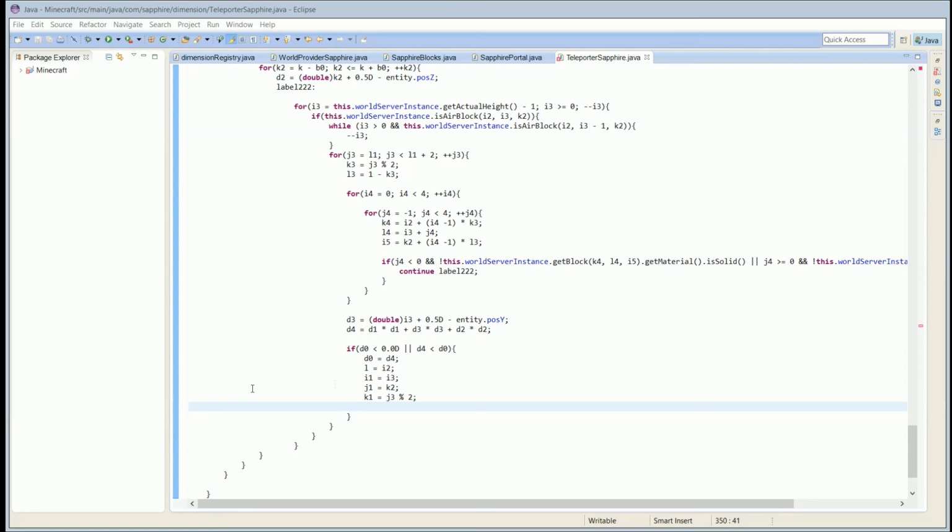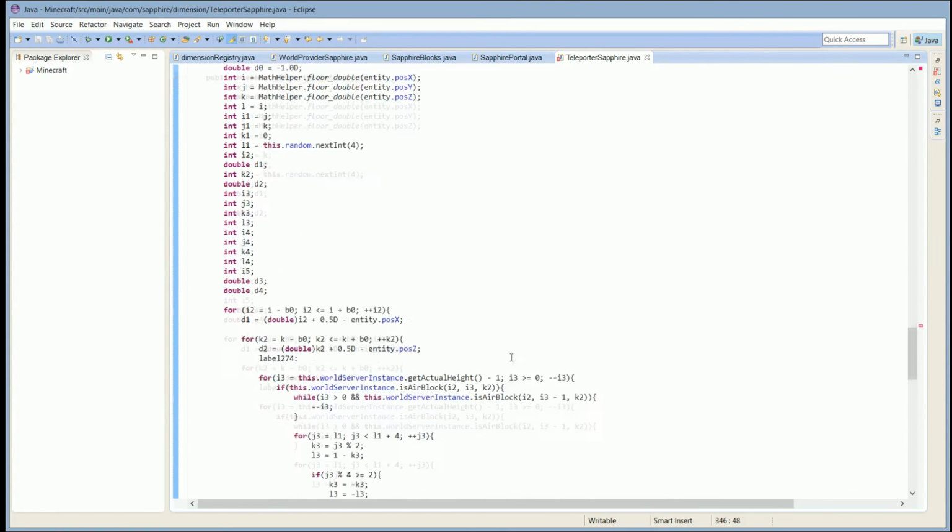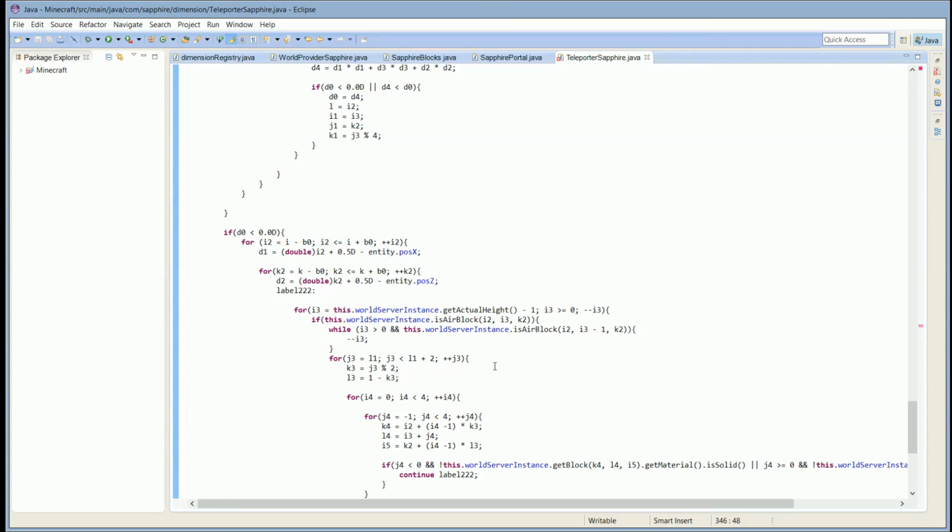There's still a little bit to go in this here method here of makePortal. So we will finish that up next time.